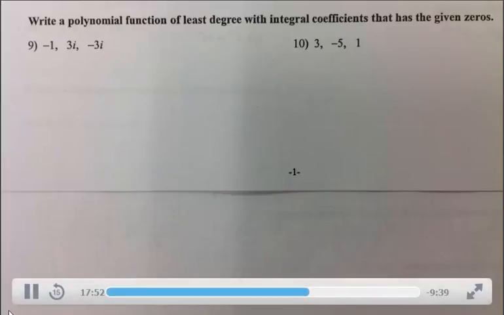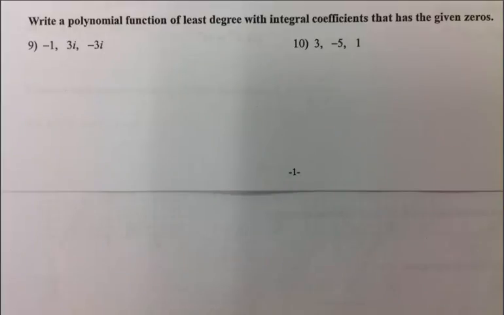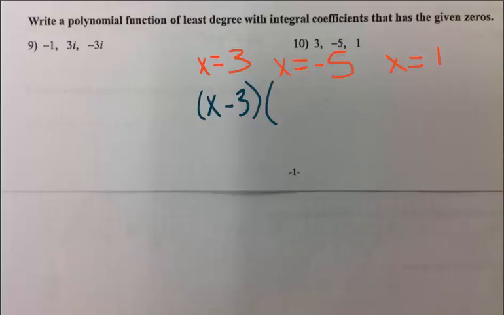Number 10 is going to work the same way. It just doesn't have i's. It had an answer of x equals 3, x equals -5, and x equals positive 1. So when we made these factors, I would have to subtract the 3 back over, and I would have had an x minus 3. I don't want the numbers on the right-hand side. I want to put them back to get the factor, so I would have to add the 5. I'm going to kind of undo everything, and I would have to subtract the 1.